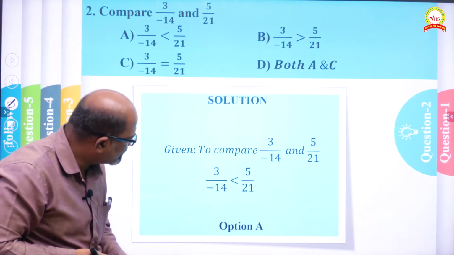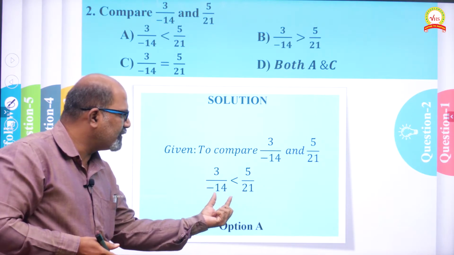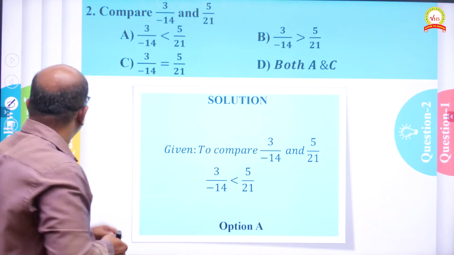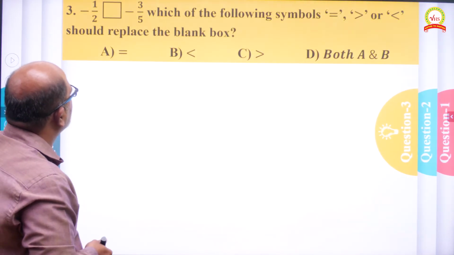Before that, we want to see the answer. No explanation. Just 3 by minus 14 is lesser than 5 by 21. Then we go to the next question, question number 3.